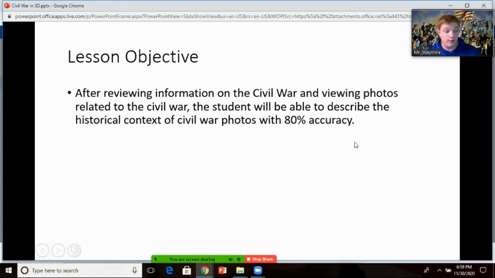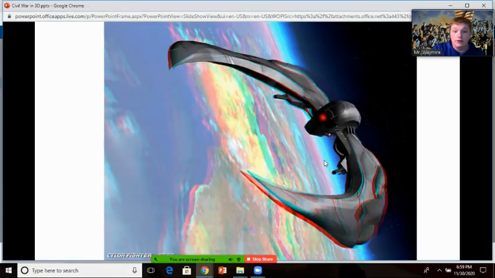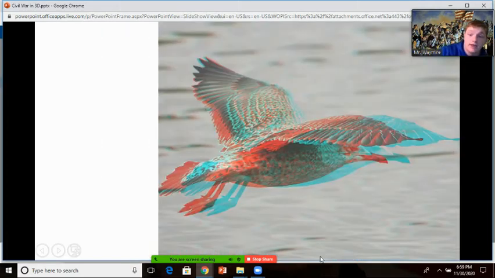So now I want everyone to take off the plastic from your 3D glasses, and I want you to put them on. We're going to start looking at 3D photos. So the Civil War was obviously a time of a great rise in technology. The Civil War was the first war in which photos were taken at a war. So we're going to start with just some 3D pictures. This is a spaceship. Very nice to look at. You can see how the spaceship comes forward ahead of the background. Very interesting.